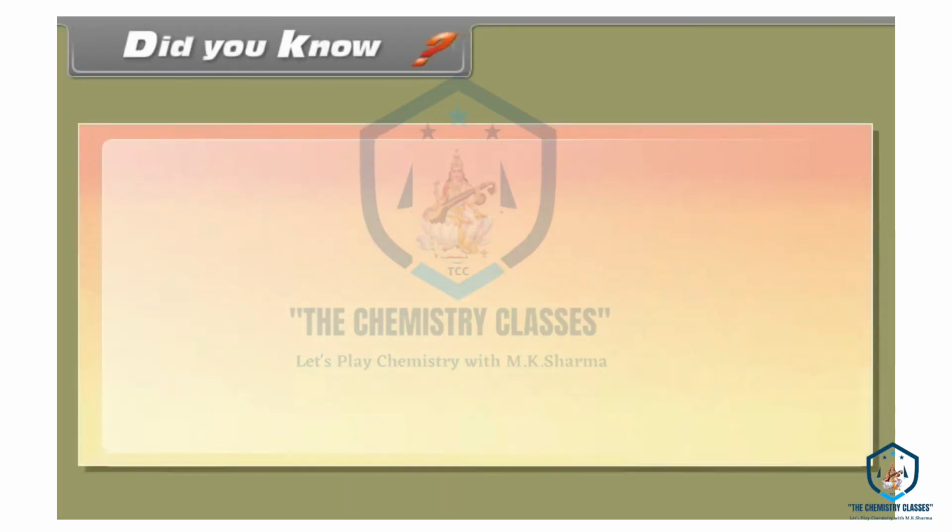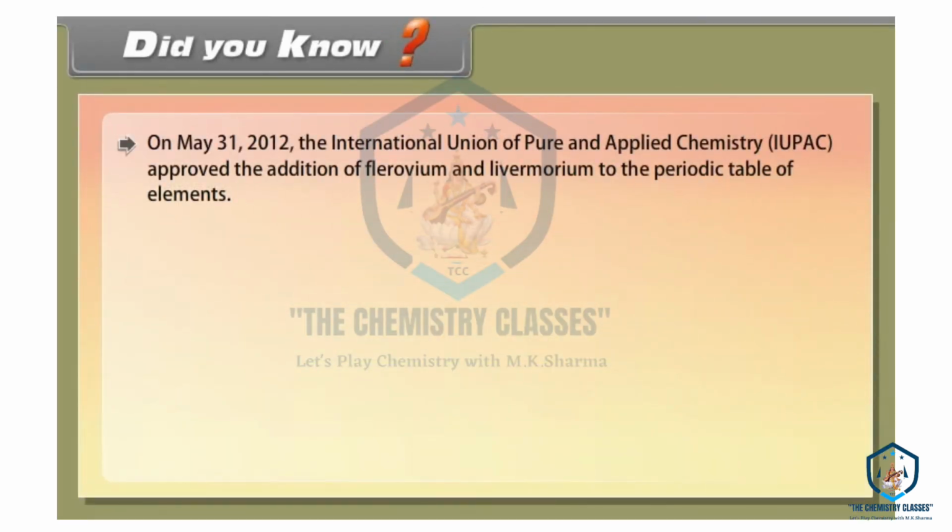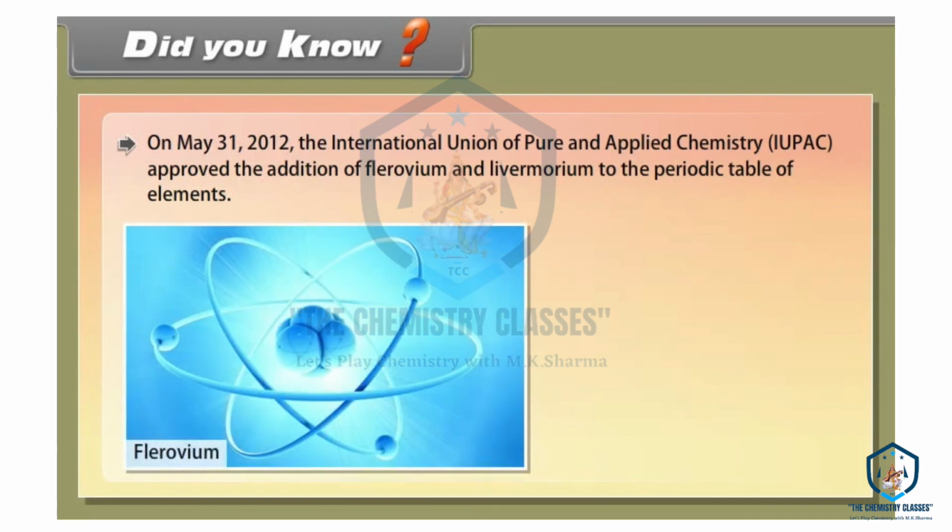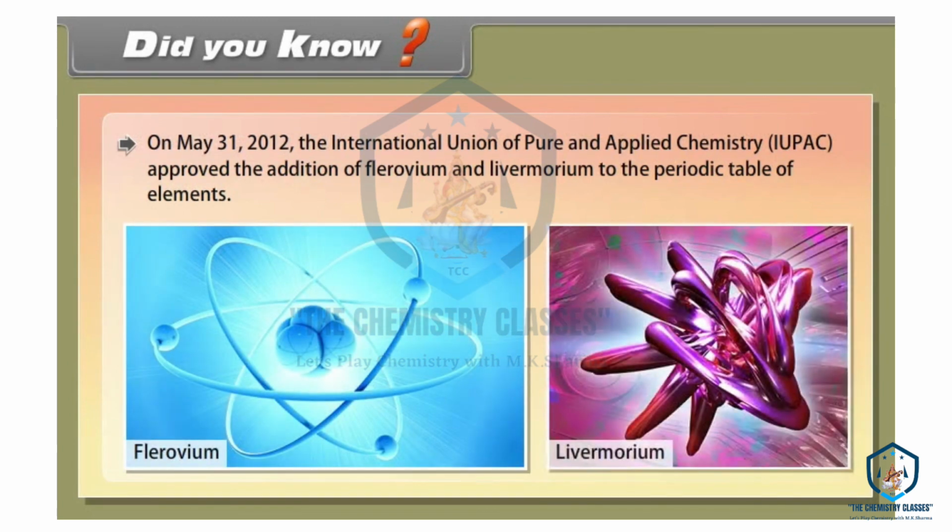Did you know? On May 31, 2012, the International Union of Pure and Applied Chemistry, IUPAC, approved the addition of flerovium and livermorium to the periodic table of elements.